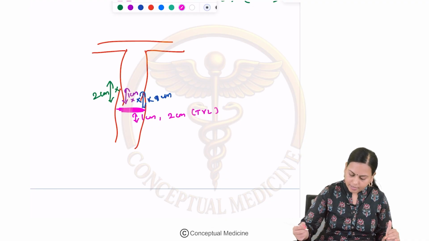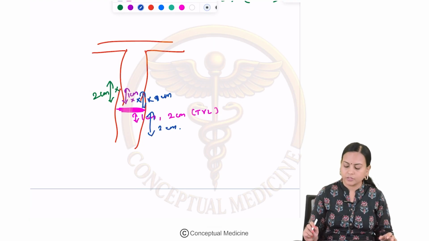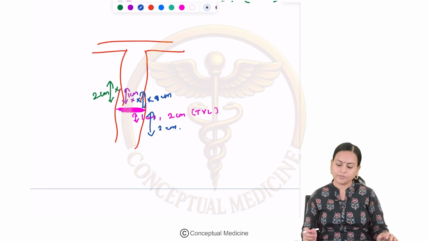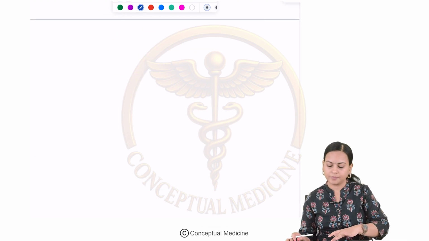Clear? And then the final stage, stage 4, is where it will be extending more than 2 centimeters of the total vaginal length. Clear? So the hymen is taken as a reference point here also. Clear? Right.